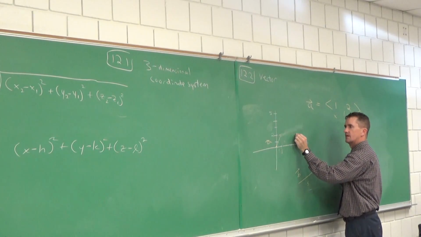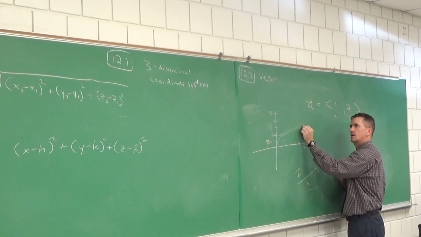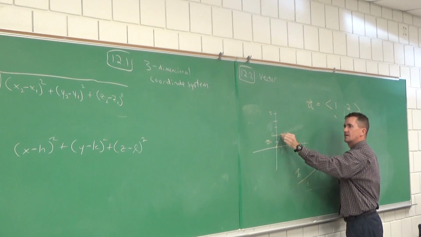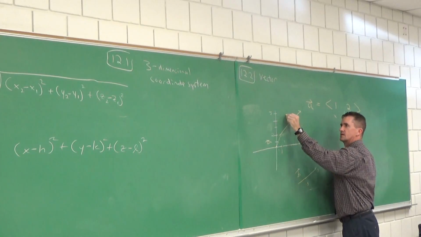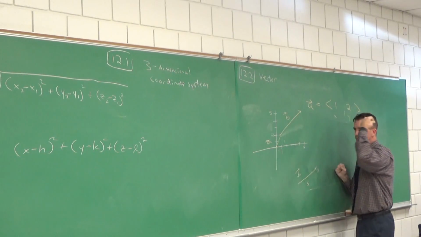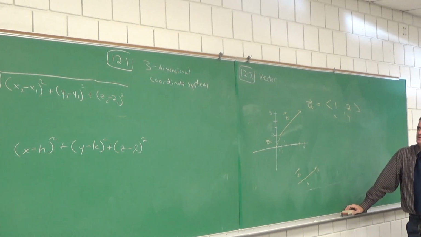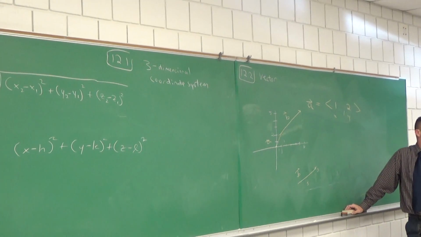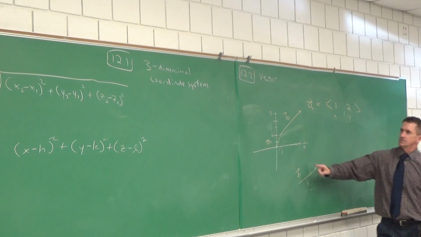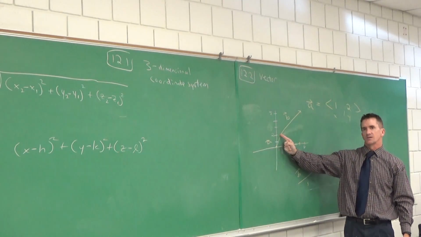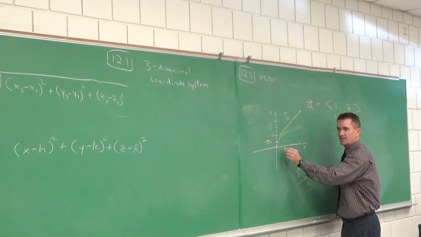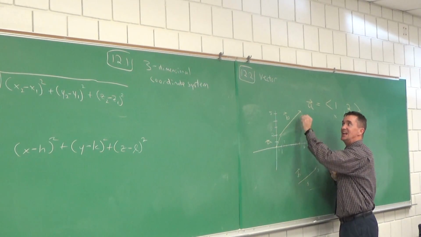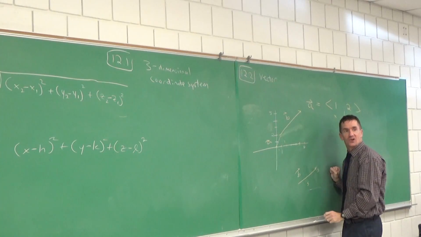Start here. 5 this way. 3 this way. Vector B. I'll go like that on there. And there's something called the triangle law for vectors. This vector here plus this vector here will always equal the vector that starts here and stops there. That's called the triangle law.